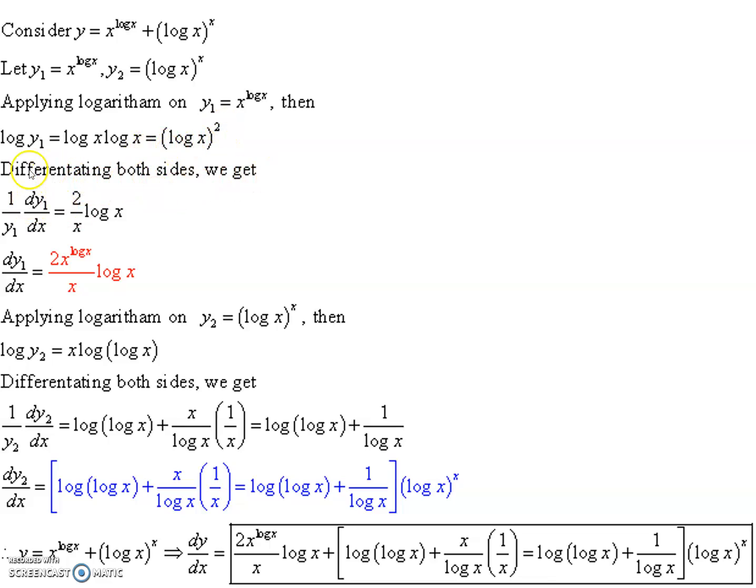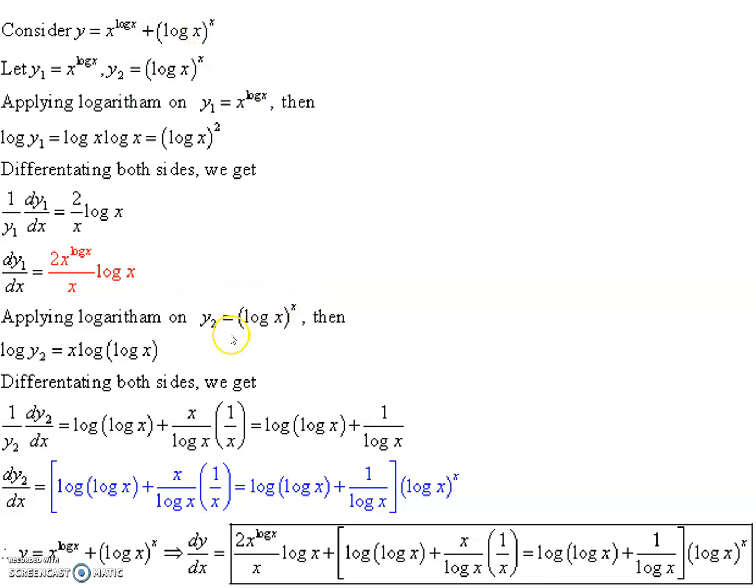Differentiate with respect to x. The derivative of log y1 is 1 upon y1 into dy1 upon dx. For (log x) squared, using the rule that the derivative of [f(x)]^n is n f(x)^(n-1) times the derivative of f(x), we get 2 log x times the derivative of log x, which is 1 upon x. Now dy1 by dx is equal to y1 times 2 log x upon x, that is 2x^log x log x upon x.